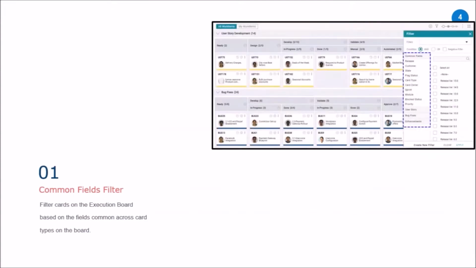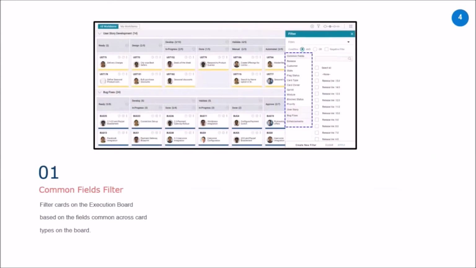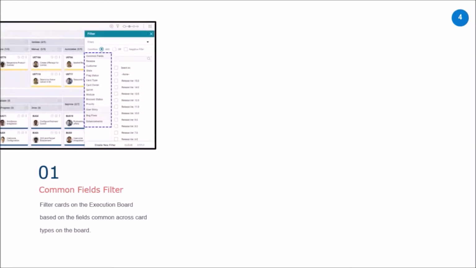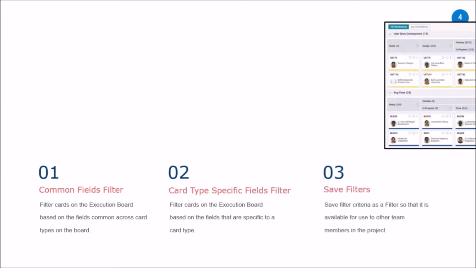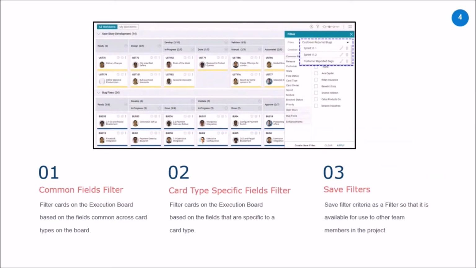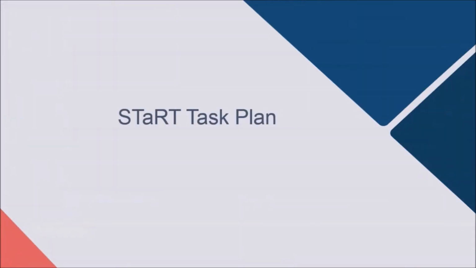So to quickly summarize, we saw how the common fields are now available for filtering the cards on the execution board, as well as the fields which are specific to the card types are also available for filtering the cards on the execution board. And finally, you have the capability to save the filters so that it can be used by your team members to filter the cards. So that's what we had on the execution board.